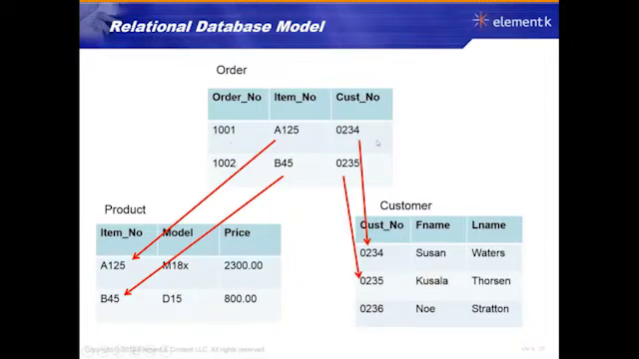But notice the next columns here, I have an item number, which is a foreign key to the primary key of the product table. So order number 1001 is for product A125. So here's the primary key of products, here's the primary key of orders, but this item number is a foreign key to the products. So these are how the tables are related. The next field here is a foreign key to customers. So I've got the customer numbers. So I can see that Susan, who's customer 0234, has ordered in order number 1001 an item number A125.